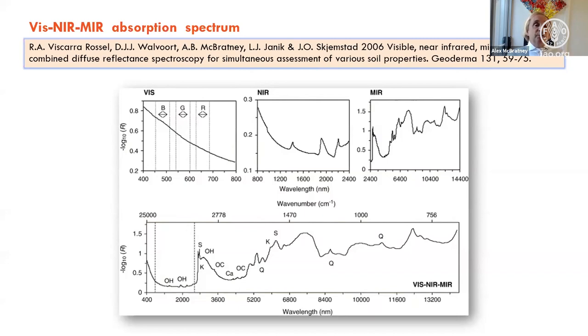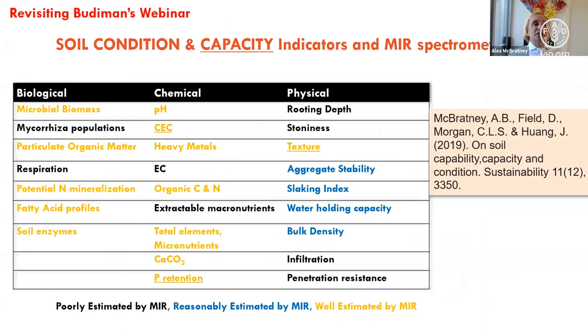But the whole spectrum, you can put the whole spectrum together from the visible to the mid-infrared, or even from the ultraviolet to the mid-infrared. That whole spectrum has got lots of information which you can infer soil properties and soil composition from. And if we go back to last week from Gunnemann's talk, we learned there that lots of things that we're interested in for describing soil condition and capacity can be got at from the mid-infrared spectrum. The ones in gold we can do very well. The ones in blue we can do a bit better. The ones in black are more difficult. And it's those properties that are really well described by the solid composition of soil that are well estimated.